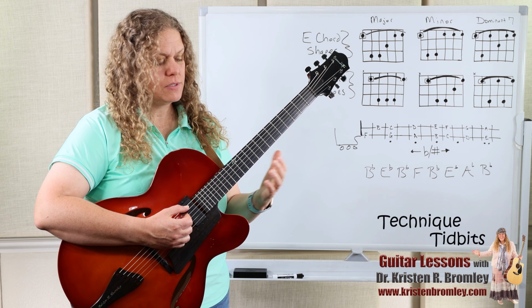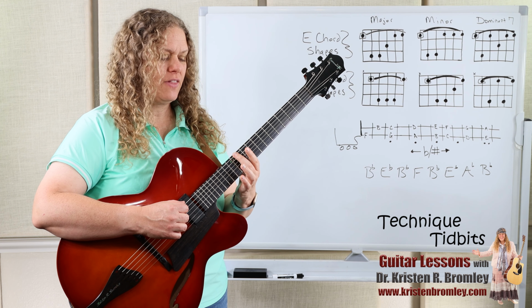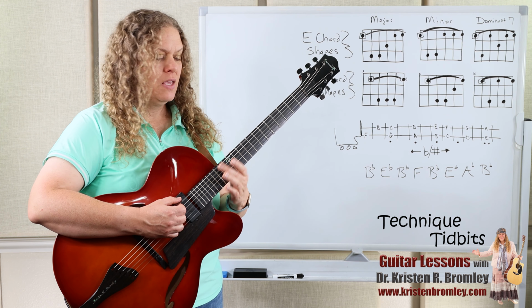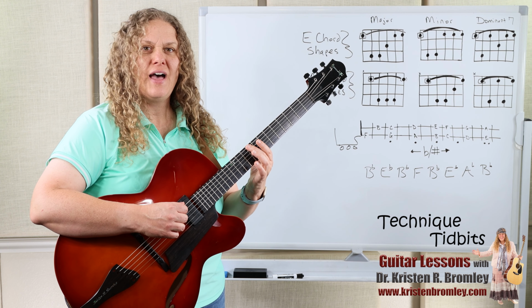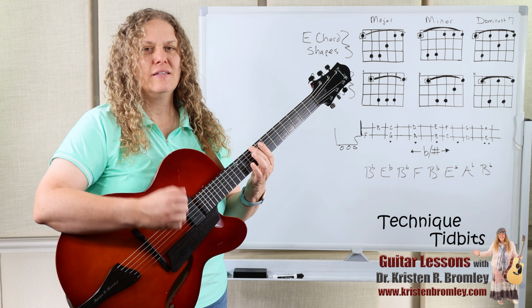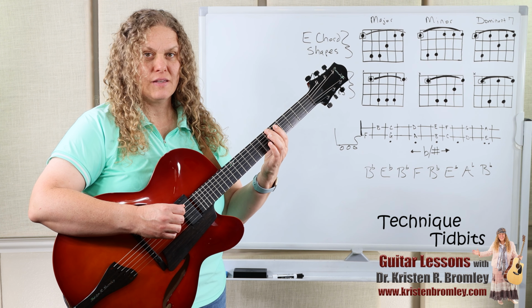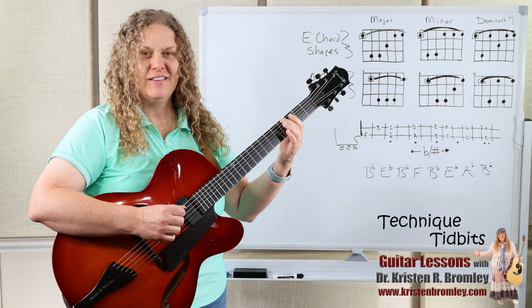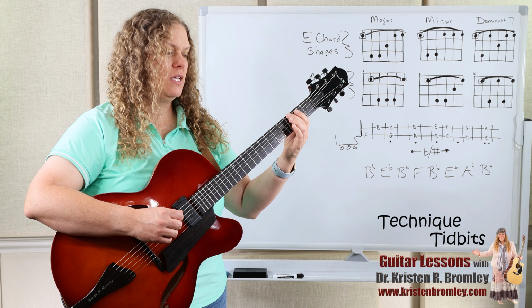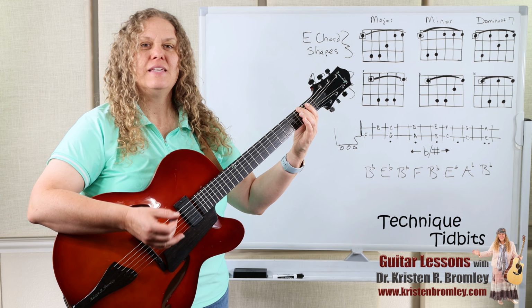Flats work the opposite way, so if we have E at the 12th fret, E flat is going to be at the 11th. If we have a D at the 10th fret, D flat is going to be at the 9th. If we have B at the 7th, B flat is at the 6th. A at the 5th, A flat is at the 4th. G at the 3rd, G flat is at the 2nd.